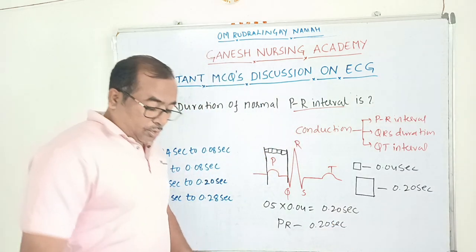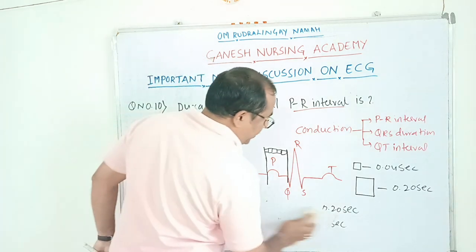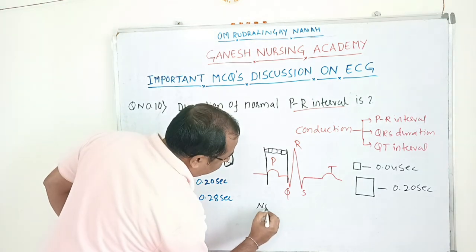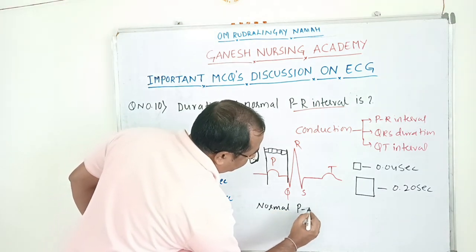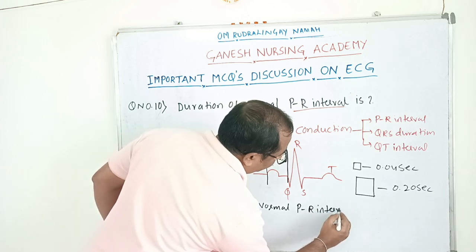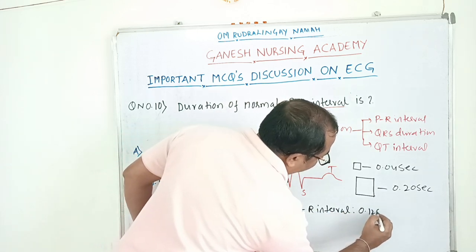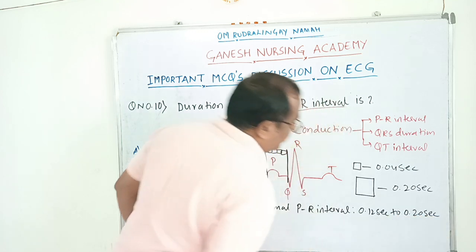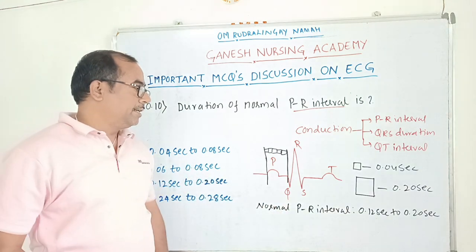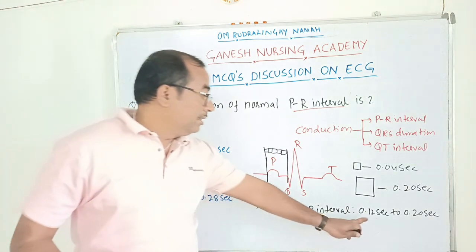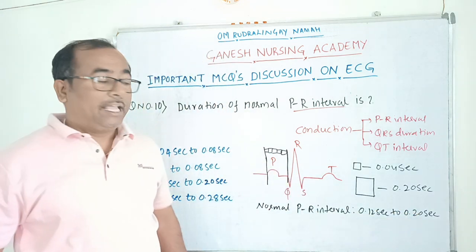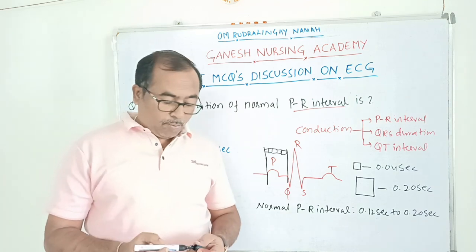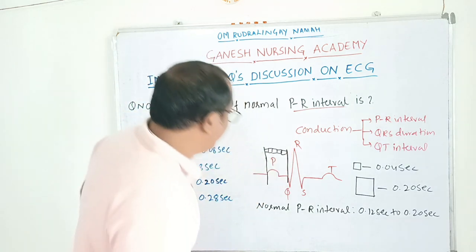So what is the normal PR interval then? Normal PR interval is 0.12 second to 0.20 second. That is nothing but 3 small boxes to 5 small boxes. If they are present between the beginning of P wave and the beginning of Q wave, it is said to be normal PR interval.